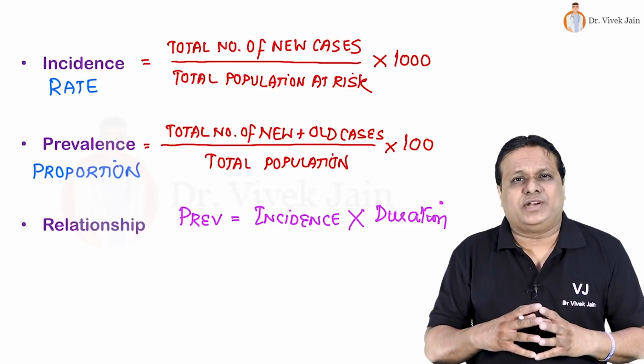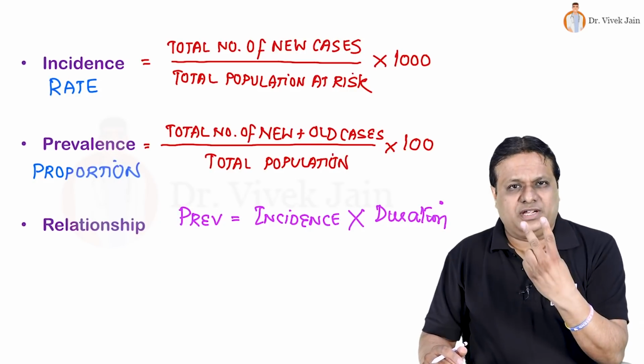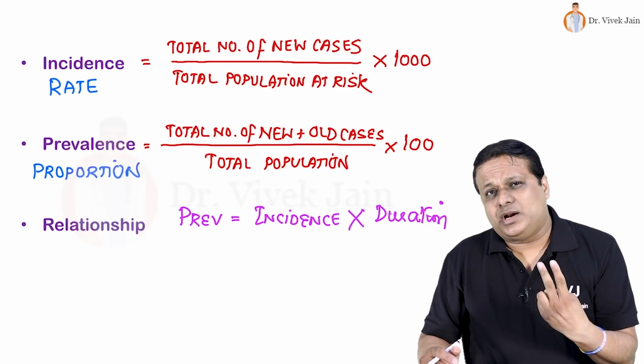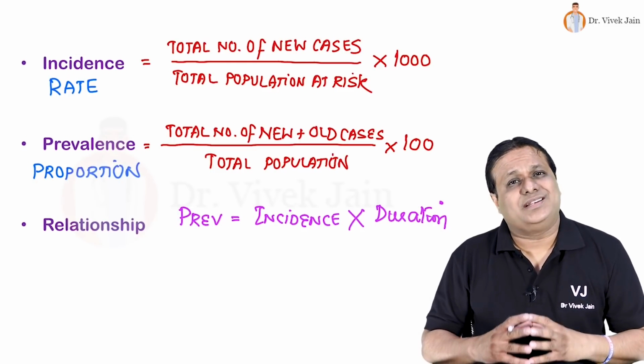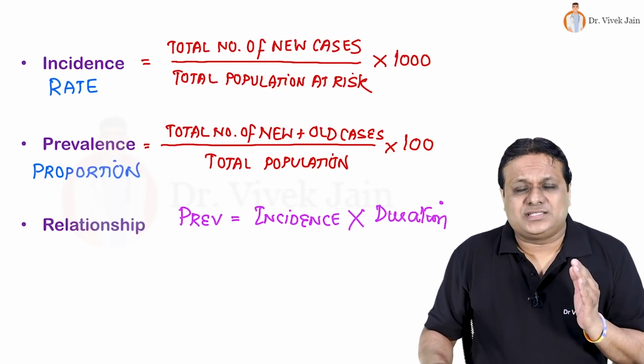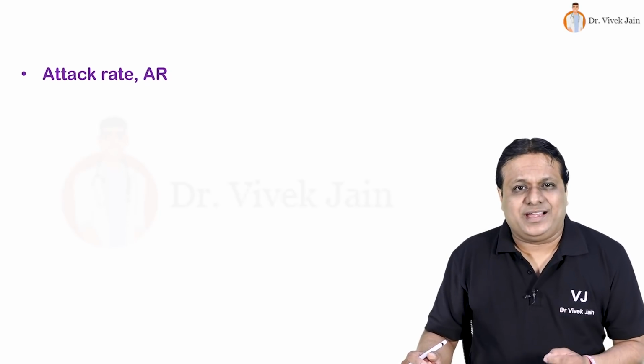Please remember, duration of a disease can only decrease in two different ways. Number one, either it is curable very fast, or number two, the person or the case dies due to the disease. Now, when new cases are formed in a particular population, you must know how these are affected in terms of rates. So first is attack rate.